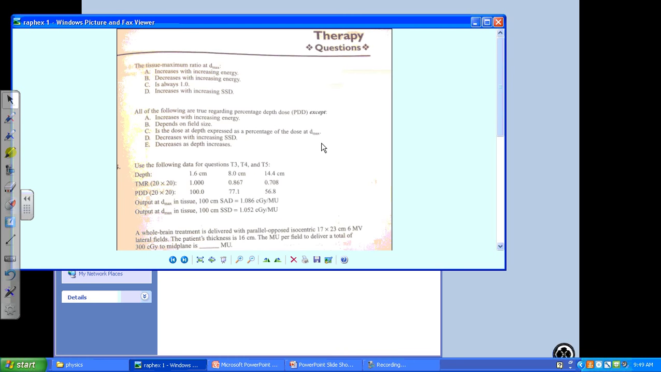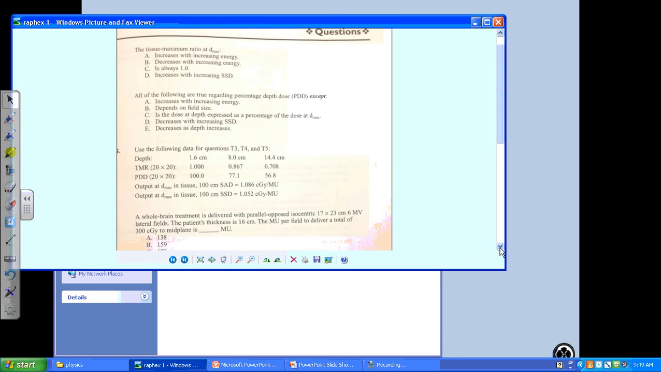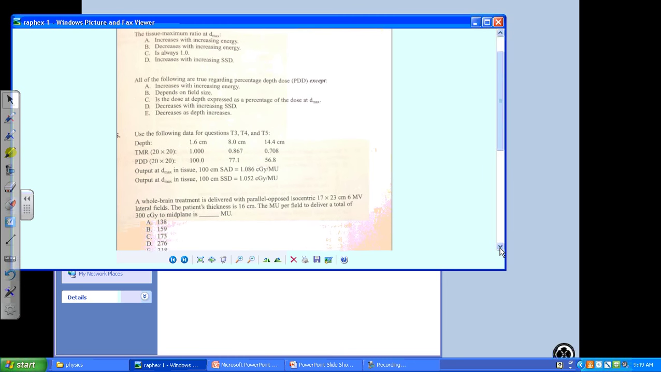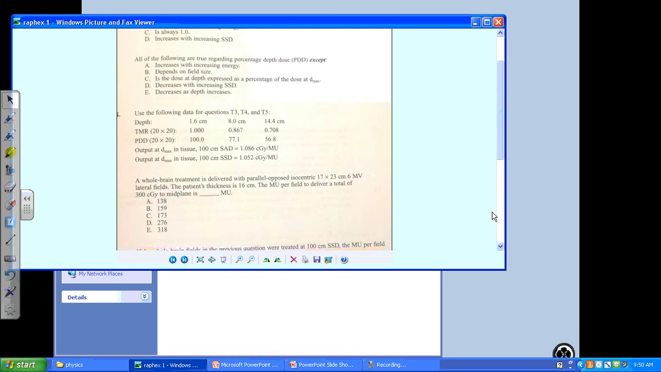Josh, you got the next one? Okay, this one. Use the following data for question T3. A whole brain treatment is delivered with parallel opposed isocentric beams, lateral fields. The patient's thickness is 16 cm. The MU per field to deliver a total of 300 is what?